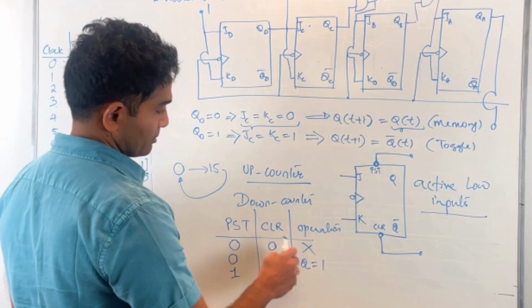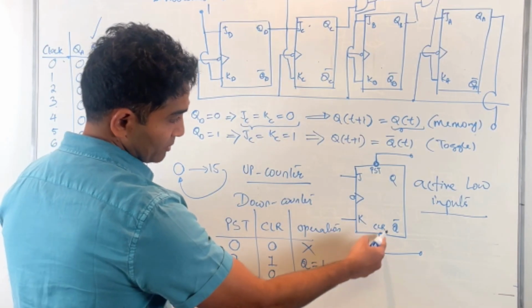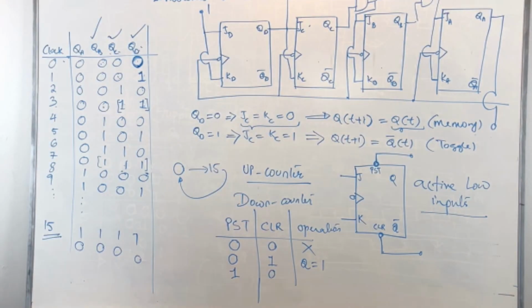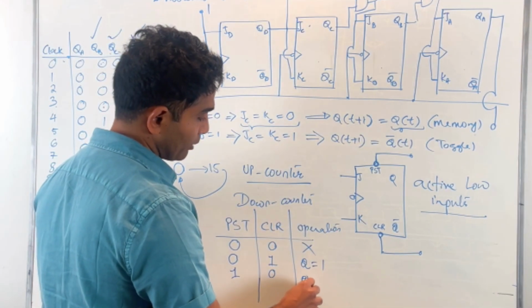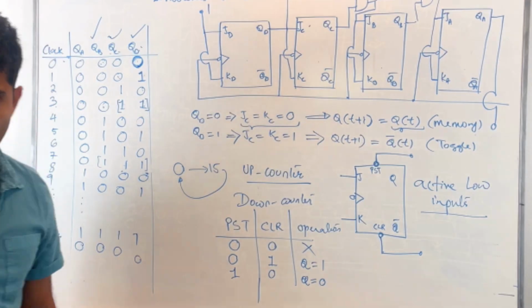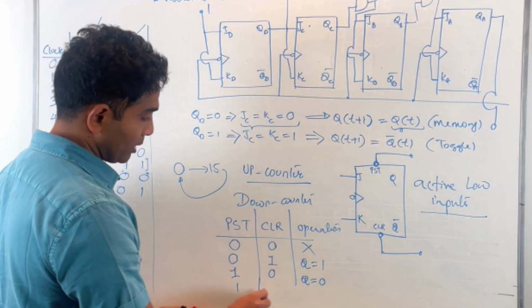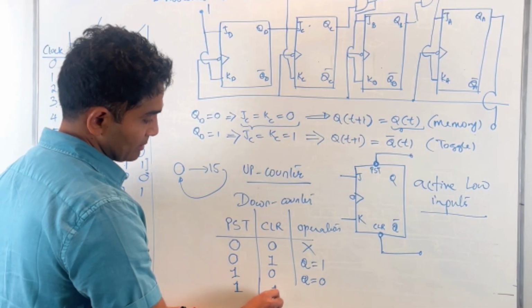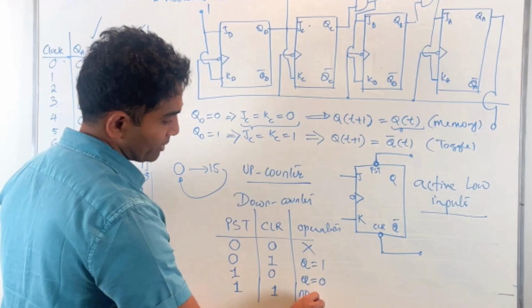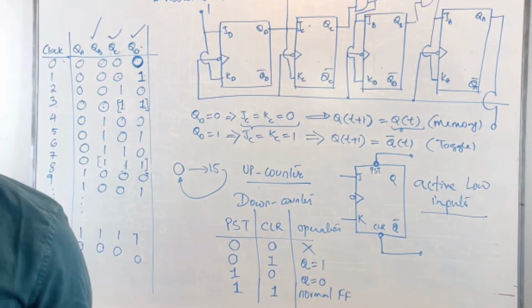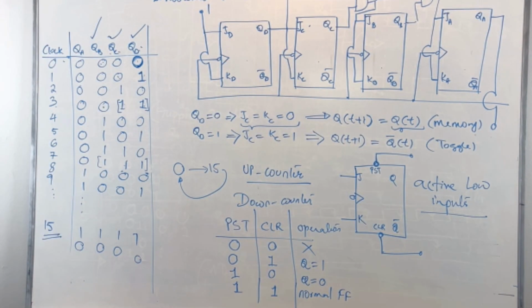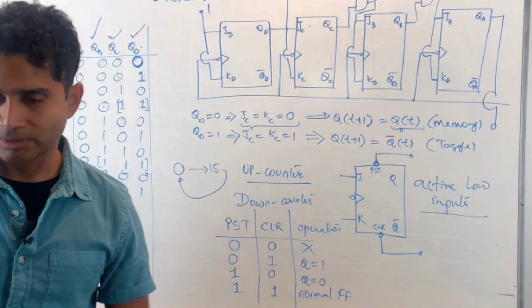Preset 1, clear 0: clear is an active low input, so it's active when it's low. Clear is 0, which means I'm forcing the output Q of the flip-flop to be 0. And finally, you have 1 1. In this case it's normal JK operation, normal flip-flop operation, because those two inputs are not active anymore since I've applied 1 on both preset and clear. The flip-flop resumes its normal operation.